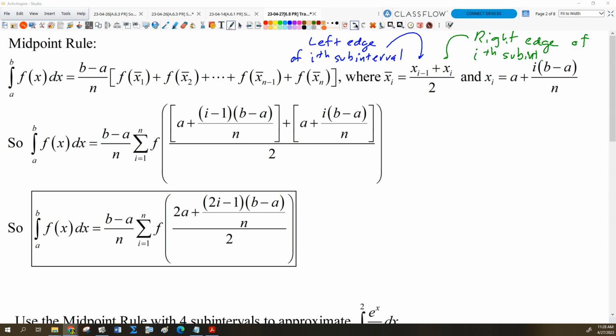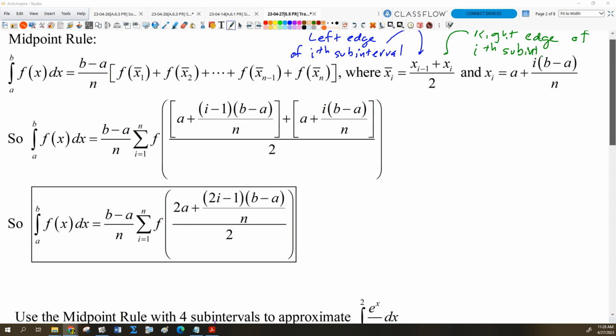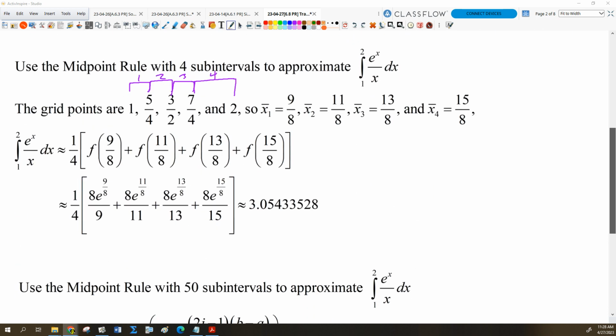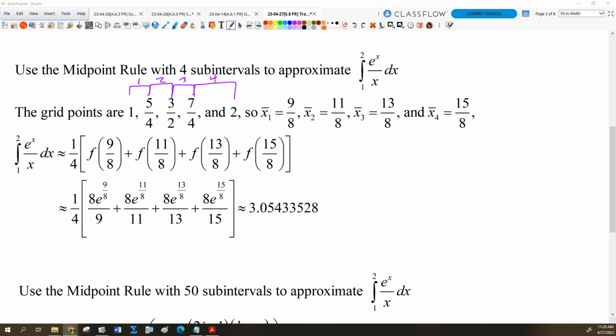Does that make sense? The right sum is always going to be off by a fair amount. The left sum is going to be off by a fair amount. The midpoint sum is going to be pretty close. It's really averaging those two, right? Okay, so that's no big deal. If we have a small number of subintervals, which you always will on the AP test, you just do it manually like that.